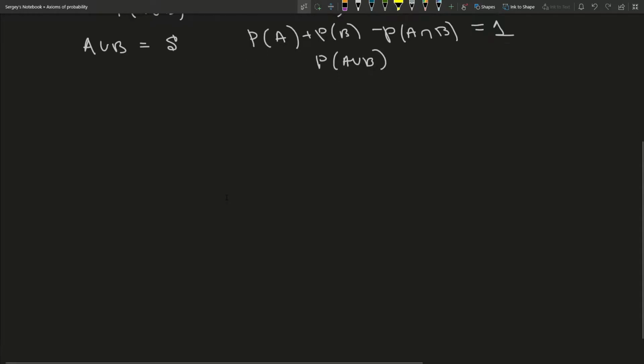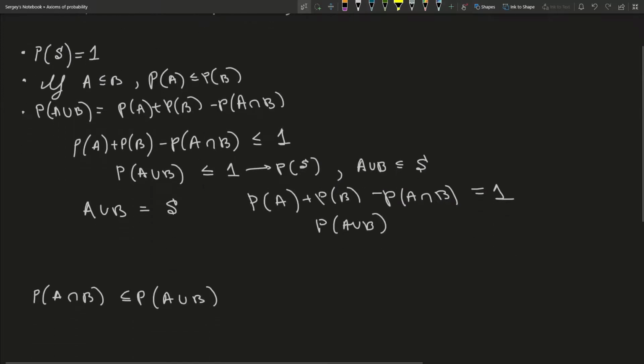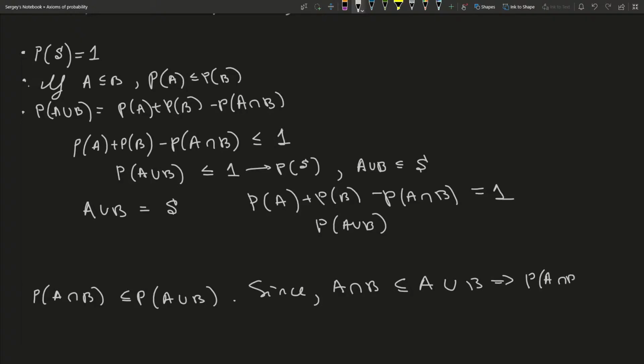Now, the second inequality we're going to show is that probability of A intersect B is less than or equal to probability of A union B. Again, this follows exactly from the second property of probabilities, because A intersect B is a subset of A union B. And so that implies that the probability of A intersect B is smaller or equal to probability of A union B.